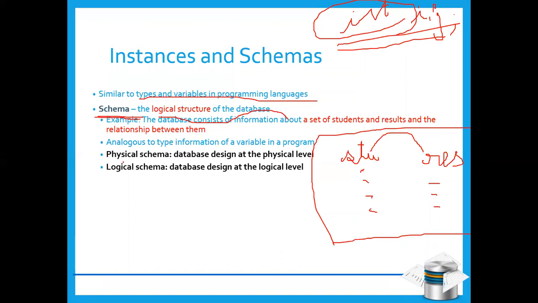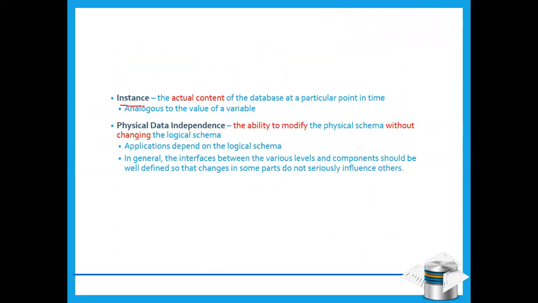Now, you do have two kinds of schema, the logical schema and the physical schema. Physical schema, as we saw earlier, is at the physical level, and logical schema is at the logical level. Now, let us see what we mean by an instance. Instance is nothing but the actual content.